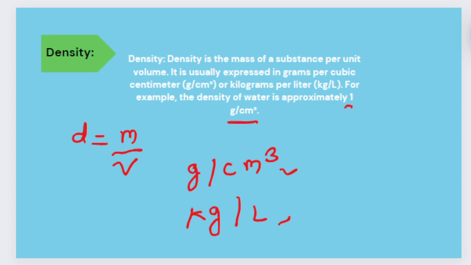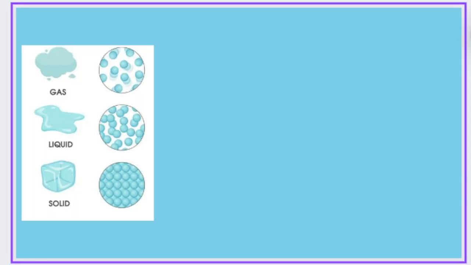So what is density? When comparing solids, liquids or gases, we see that their density depends upon the behavior of their particles. As we know, solids are more dense than liquids and then gases. In solids, particles are very closely packed.